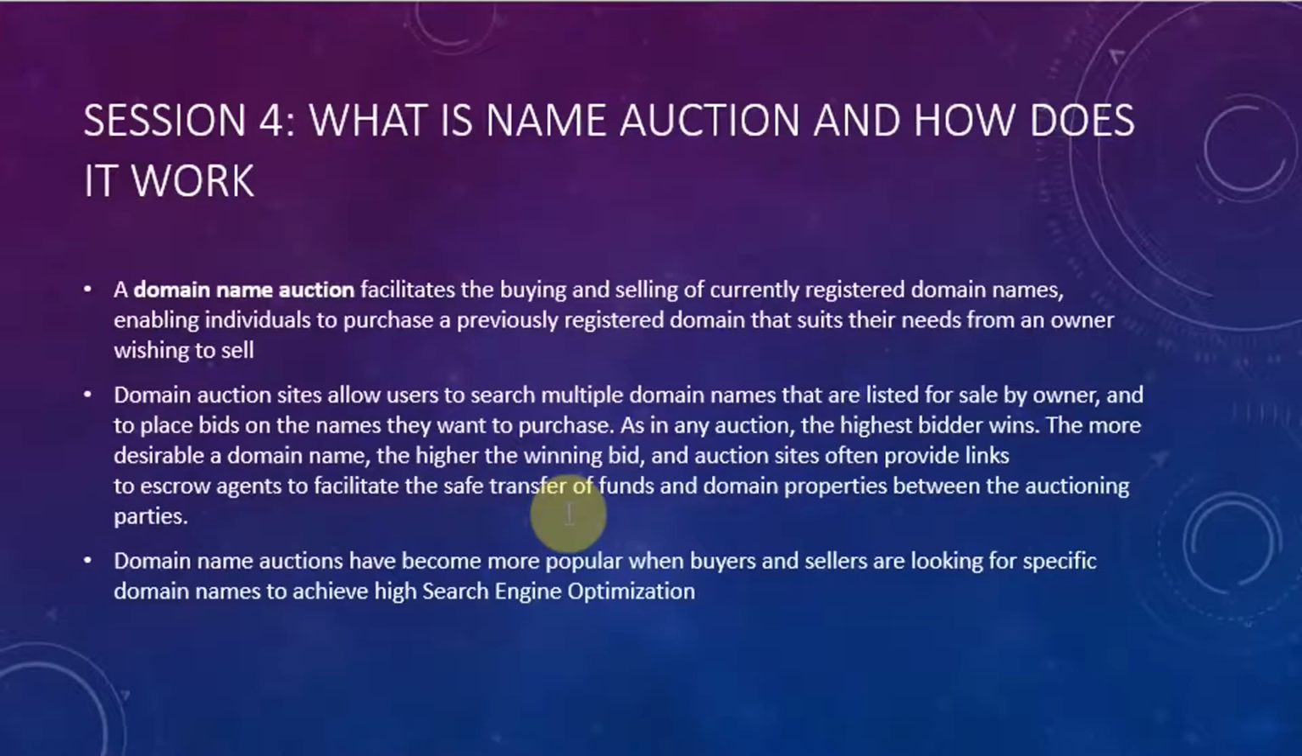For example, if there are domain names abc.com and xyz.com, a user who is interested in purchasing a domain name could place bids on the domain name that he wants to purchase, and then the highest bidder, of course, will get the domain at the end of the day. As in any auction, generally that's how auctioning works. The highest bidder wins.